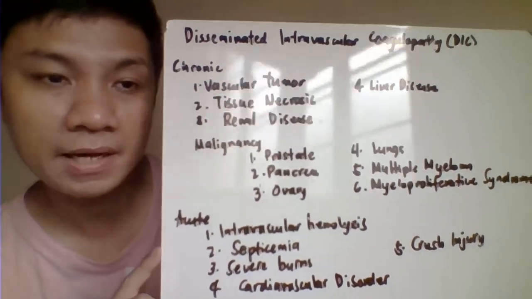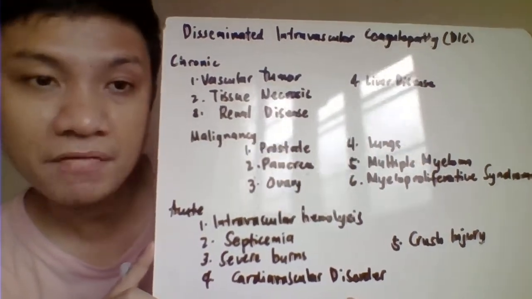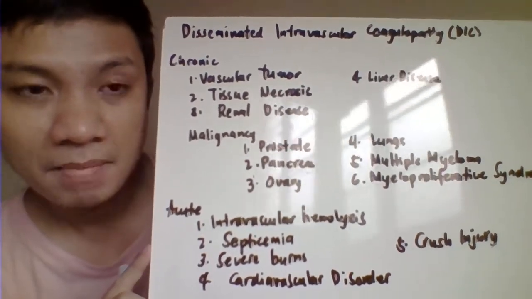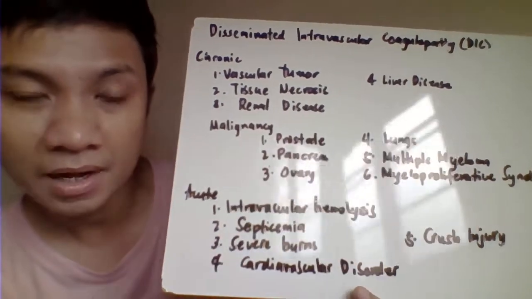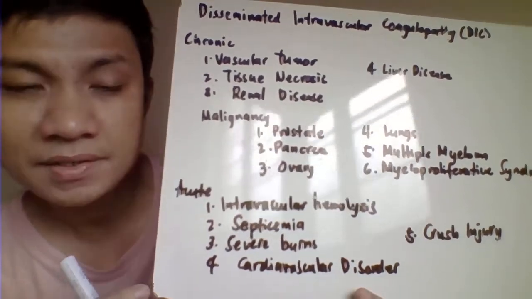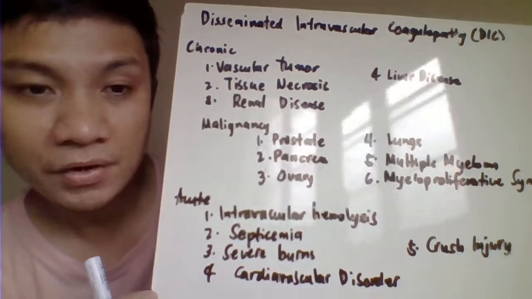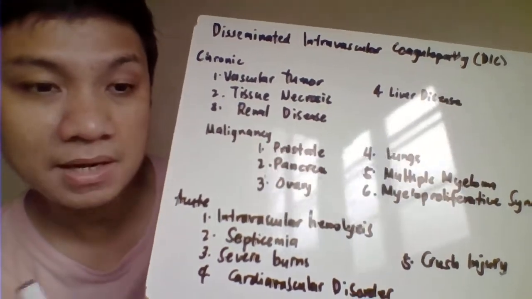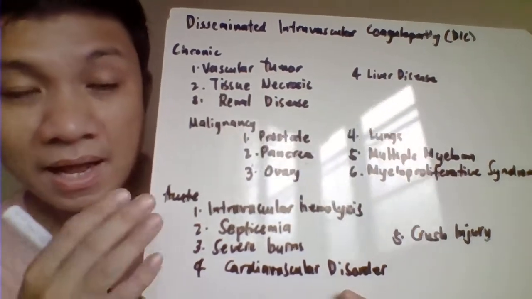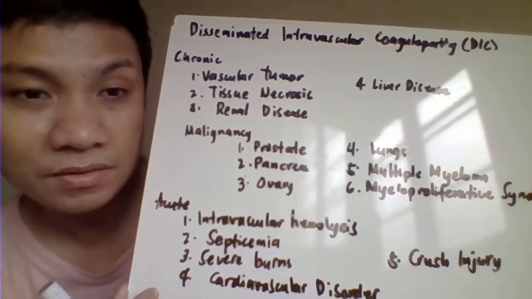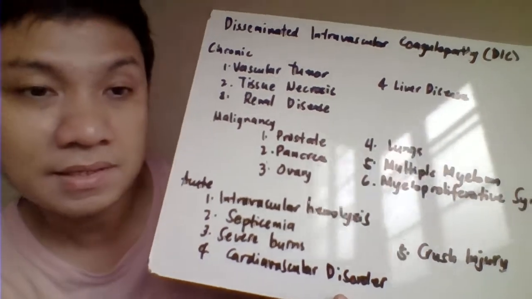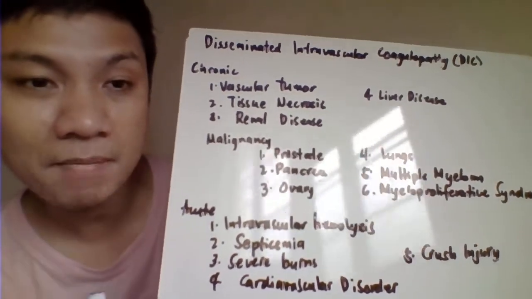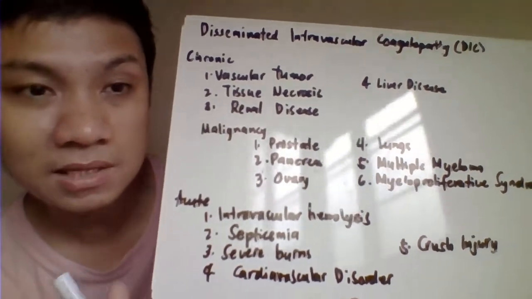Okay, so we have here the DIC. DIC stands for Disseminated Intravascular Coagulopathy. So basically, this one is not a disorder. It's more of a complication of your existing systemic disorders or even related to your bacterial infections. Again, your DIC is just the consequence or the complication of your other existing medical conditions. This is not the primary infection or the primary disorder.